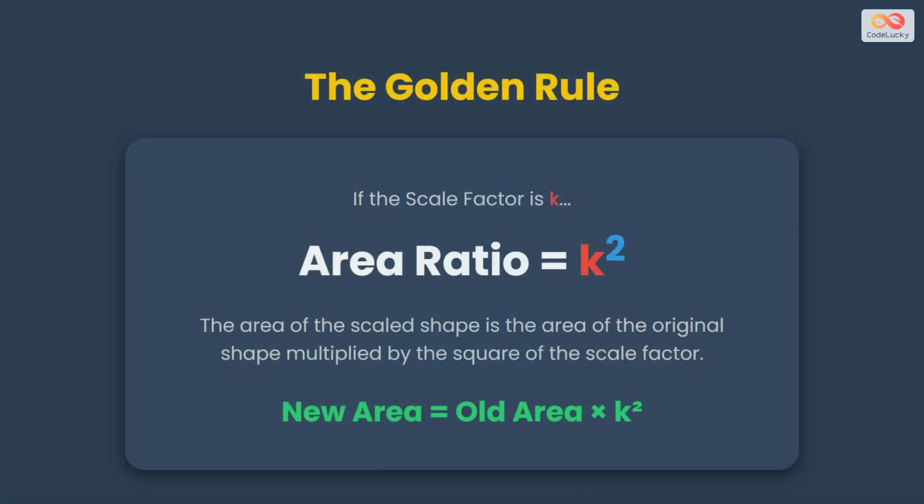This leads us to the golden rule of area scaling. If the scale factor is K, then the area ratio is K squared. This means the new area is equal to the old area multiplied by the scale factor squared. We do not just multiply by K, we multiply by K times K.